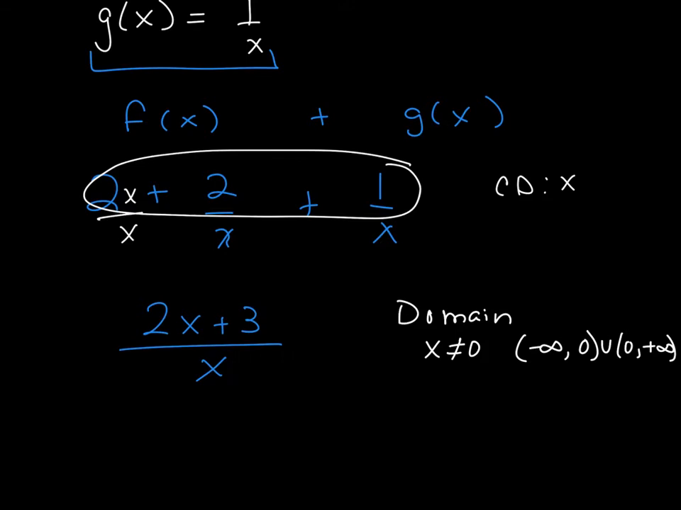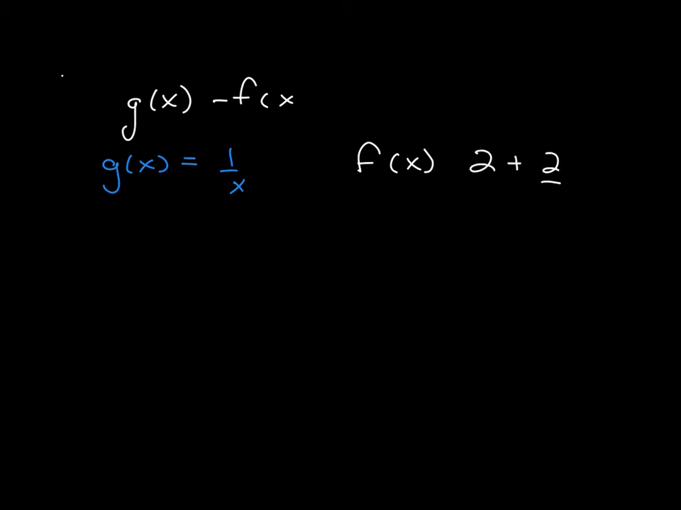All right, let's go ahead and do that again, but let's go ahead and subtract them this time. Now, the order of this matters. So if I say g of x minus f of x, or another notation I can go ahead and use, this is g. So for that, still going to use the same pieces. G of x is equal to 1 over x, and f of x is 2 plus 2 over x.